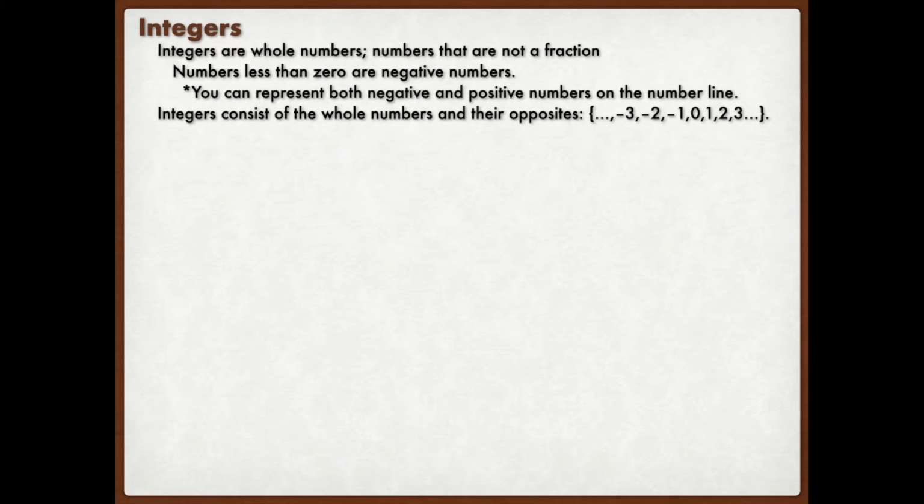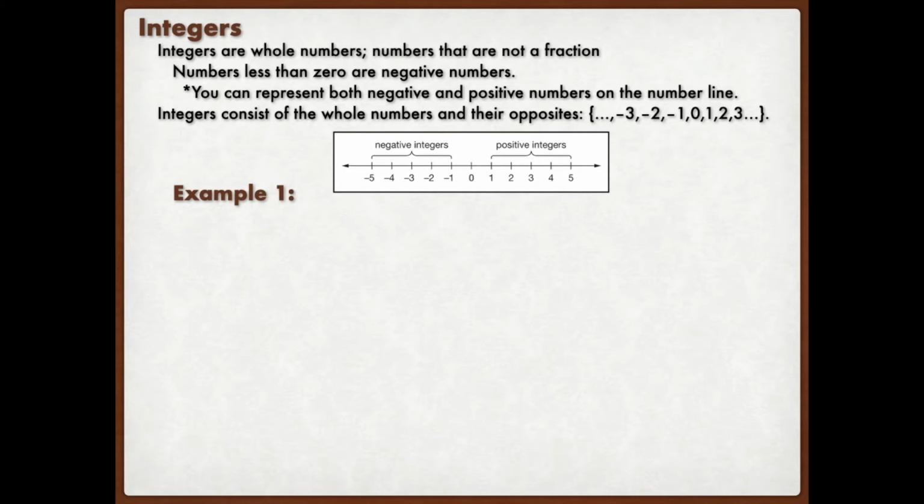You can represent both negative and positive numbers on a number line. So if you have a number line, you can plot negative numbers, you can plot positive numbers. Integers consist of the whole numbers and their opposites. As you can see on the chart, we have negative integers, which are negative numbers, and positive integers, which are positive numbers. These are not decimals or fractions.